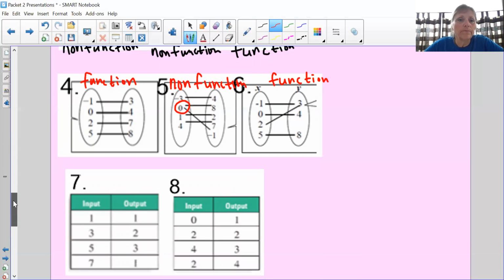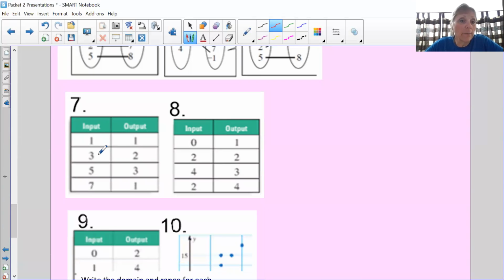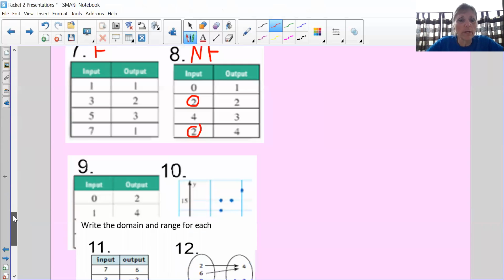Okay, going on down. Again, I'm going to concentrate on the input, or the x values, and I don't see any twice. So I'm going to call this a function, and I'm going to label this with just a big old F to save myself a little bit of writing. Okay, I'm going to look at the x values here, and I'm going to notice that I have 2 with 2 and 2 with 4. So that makes this a non-function. So I'm going to label that with a big old NF. Non-function. Okay, so these are pretty easy.